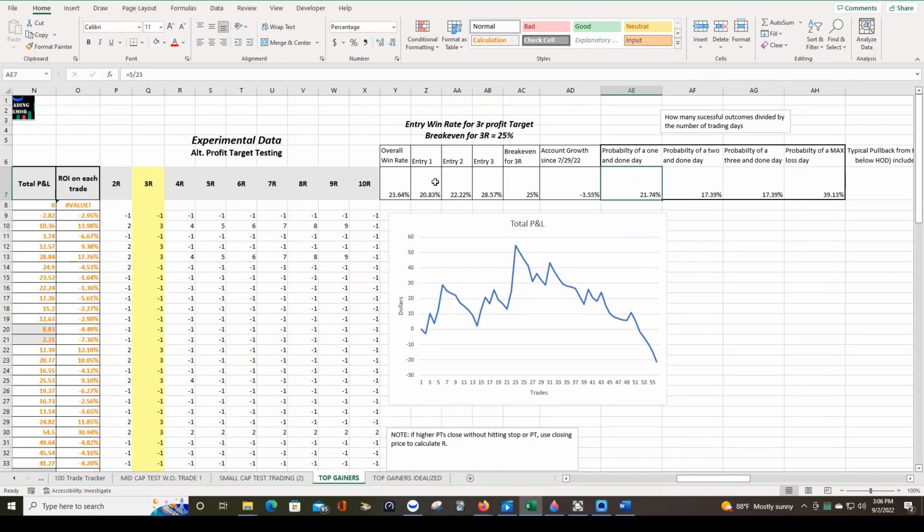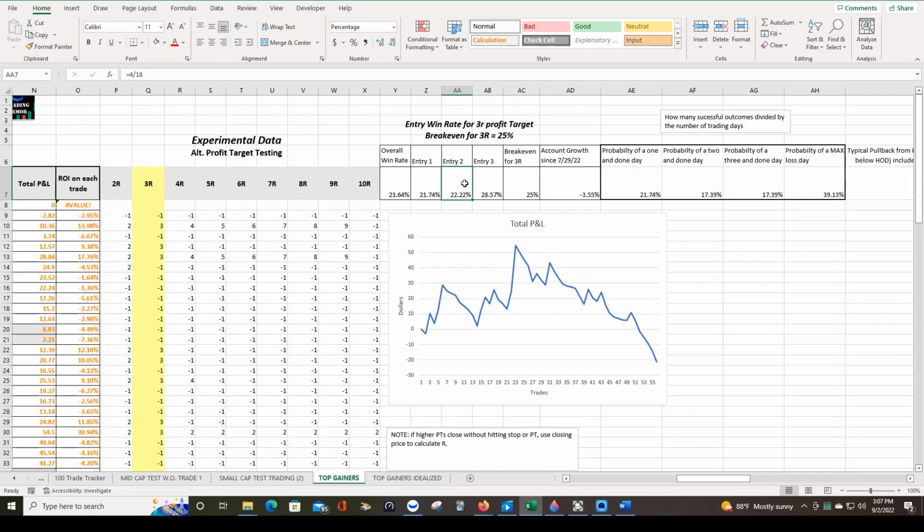So that's where we really are right now. It's 5 out of 23. Sorry, there we go. We've won 5 first entries out of 23 trades. I'm not going to do that again so I don't mess up the data and waste a bunch of time.